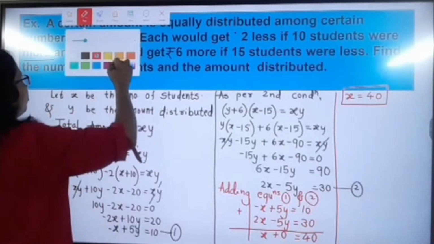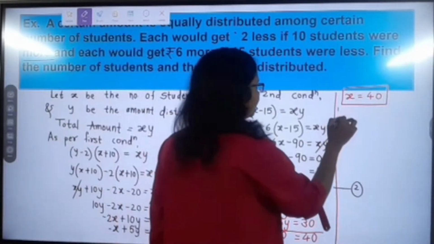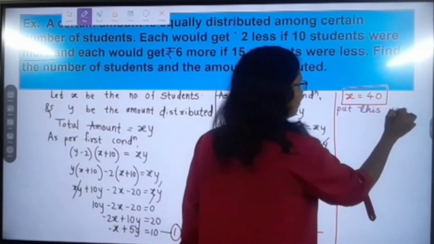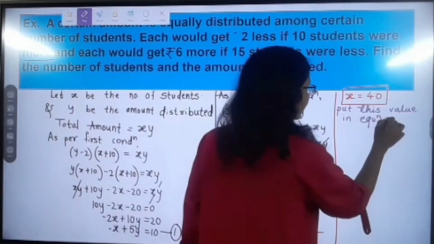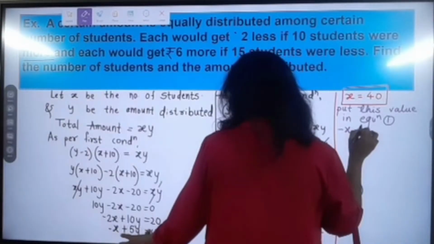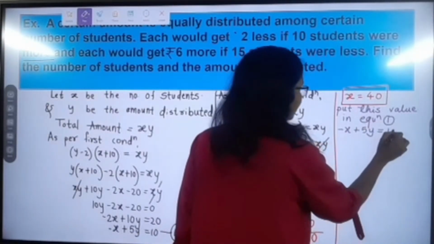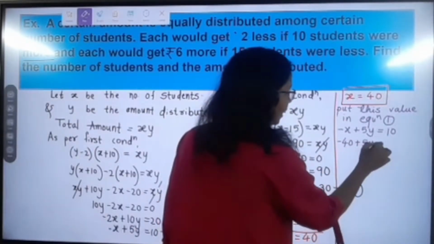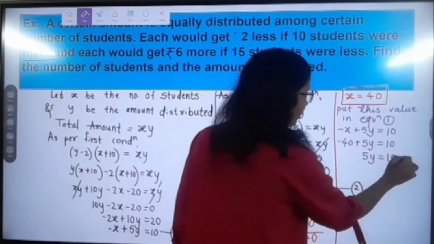How can we find out the value of y? We put this value in equation 1. The equation 1 is minus x plus 5y is equal to 10. So minus 40 plus 5y is equal to 10. So 5y is equal to 10 plus 40.